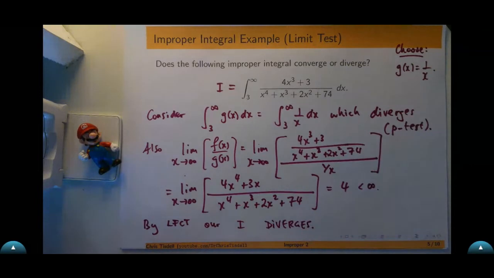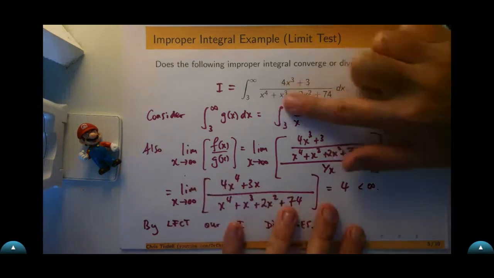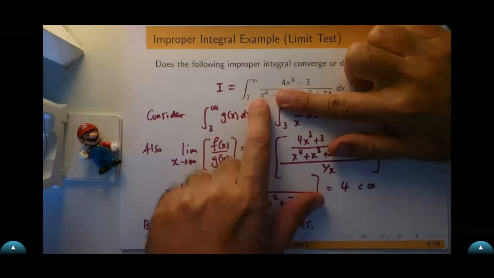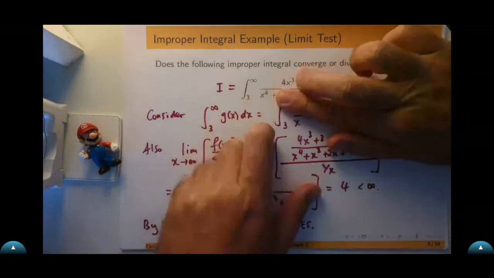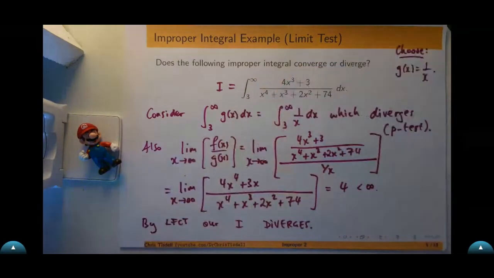Okay? So that's it. And also you can kind of sort of guess, these terms are not going to affect it very much compared to that. And there's a difference in 1, same with that one, okay? So this looks kind of like 1 on x anyway, which diverges.